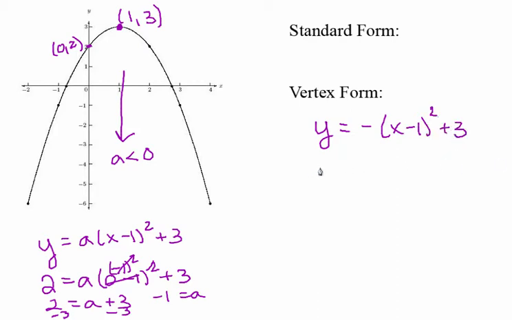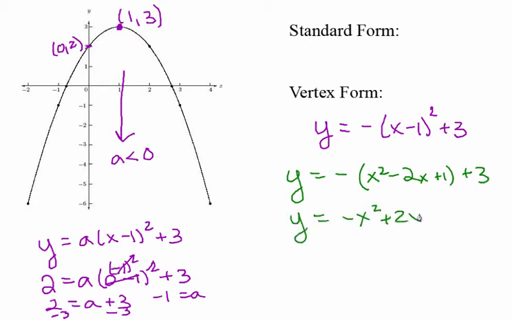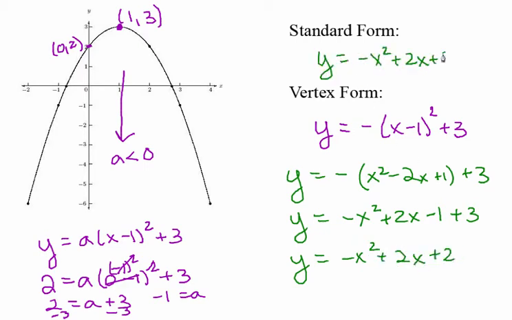And to get our other answer, we'll need to multiply all of this out. So y equals negative. We squared x minus 1 in the last problem, so I know that it's x squared minus 2x plus 1 with a plus 3 out back. So we'll distribute the negative through to the parentheses. We'll get negative x squared plus 2x minus 1 plus 3, which gets us y equals negative x squared plus 2x plus 2 for our standard form.